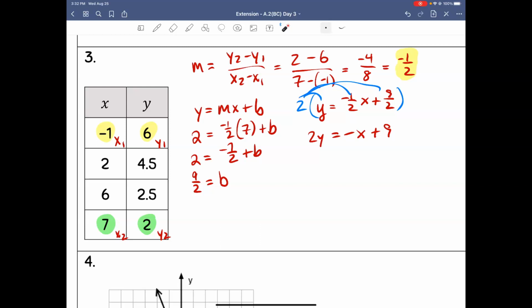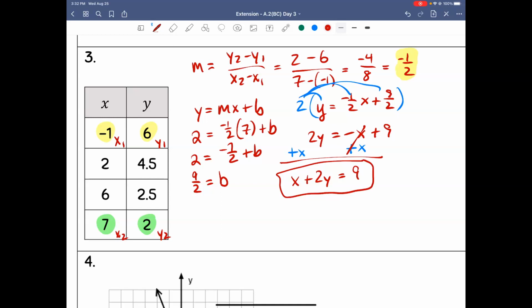The last thing to do here is to recognize that I don't have all of my variable terms on the left-hand side, and so we want to get that -x to be on the left. And so we're going to do the opposite operation, which will be adding x to both sides, and so that will give us our final result of +x plus 2y is equal to +9. And notice that my value for a, or my coefficient in front of x, is already positive, and so that's how I know I'm finished.